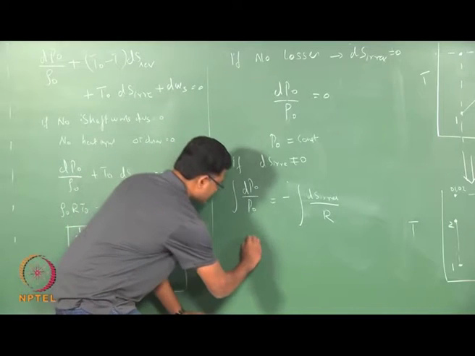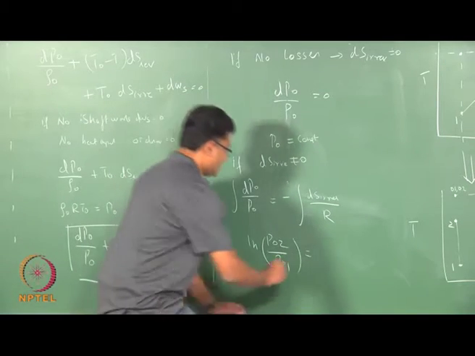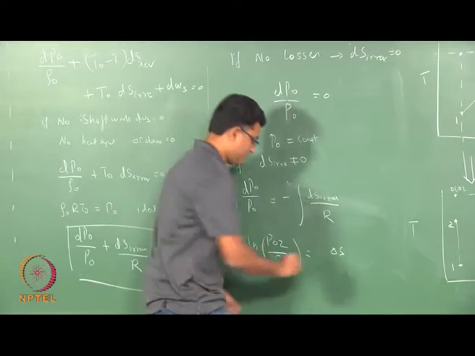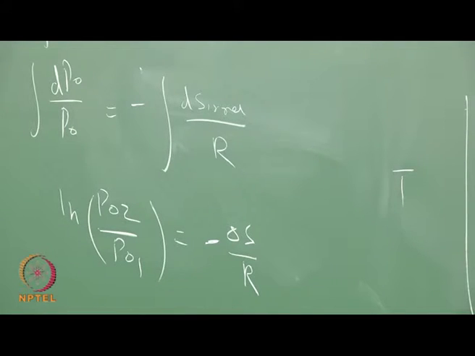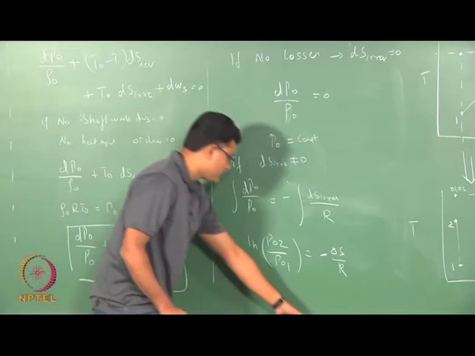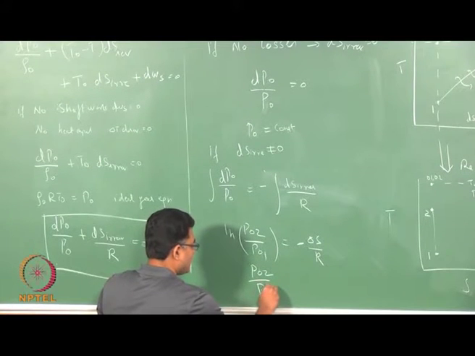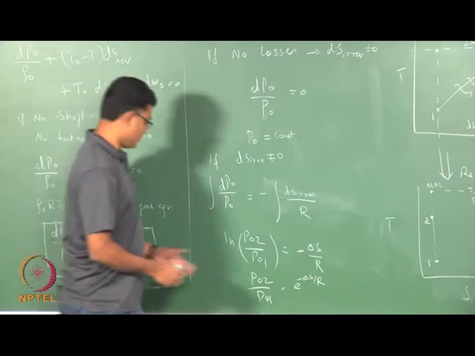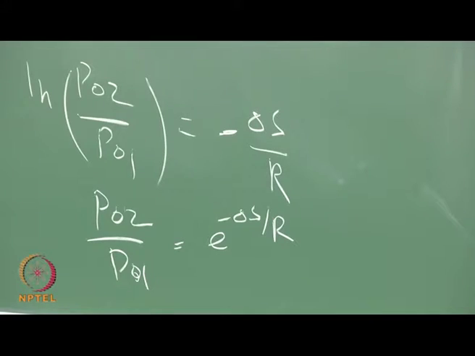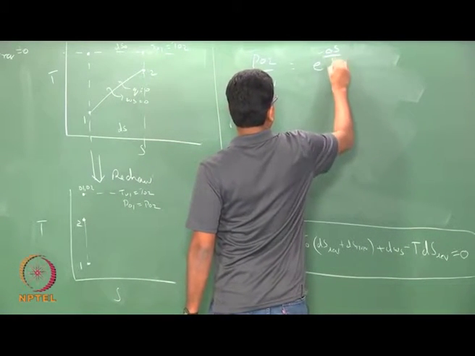So, this would be ln P02 by P01. This would be delta S, which is S1 minus S2, by R with a minus sign. So, if I take the exponential, P02 by P01 is exponential of delta S by R. This also means something. So, I rewrite that equation here: P02 by P01 equals exponential of minus delta S by R.